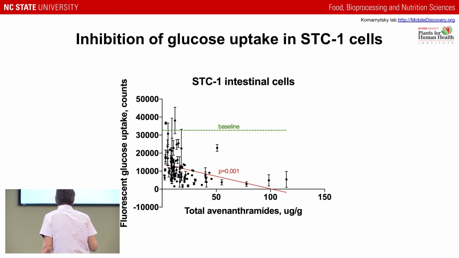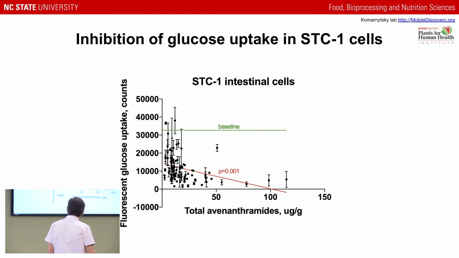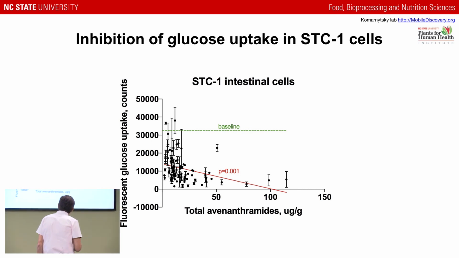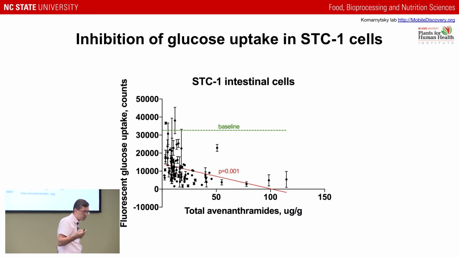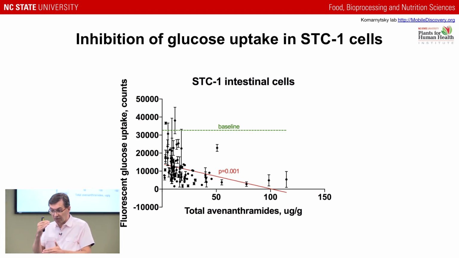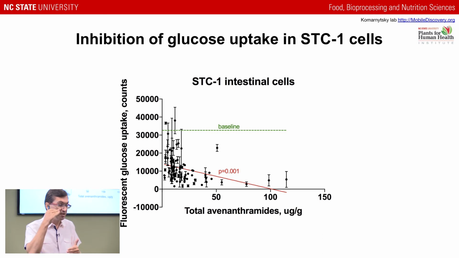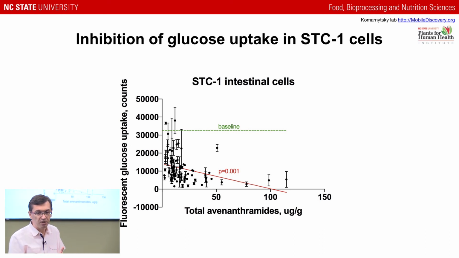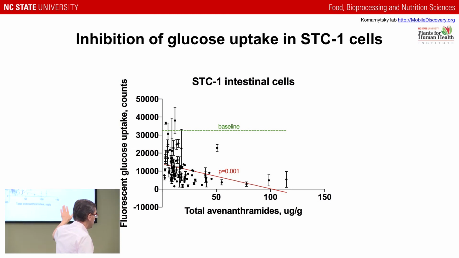Again, there is a correlation, which is significant. Obviously, there is a blob of varieties here, so it looks like there is a threshold: below a certain point it doesn't really matter how much avenanthramide you have. But other than that, there is quite a significant correlation in the data set. So again, if you have oat flour with increased bitterness, so an increased amount of avenanthramides, you get a much better reduction of glucose absorption in the gastrointestinal cells.